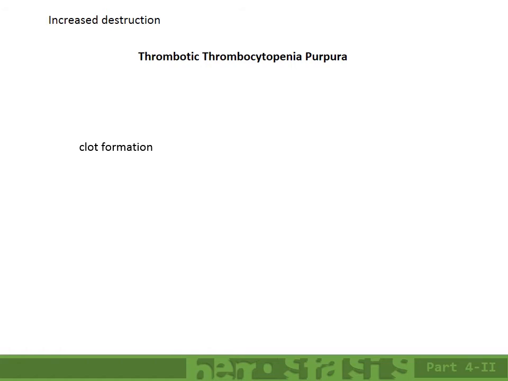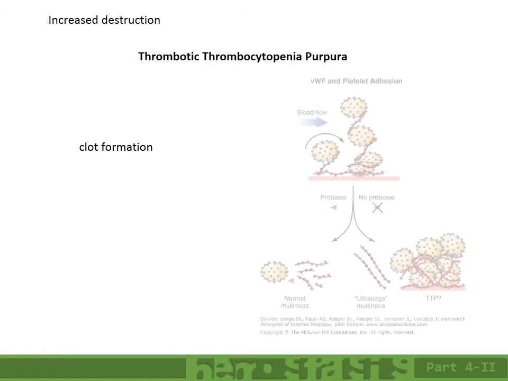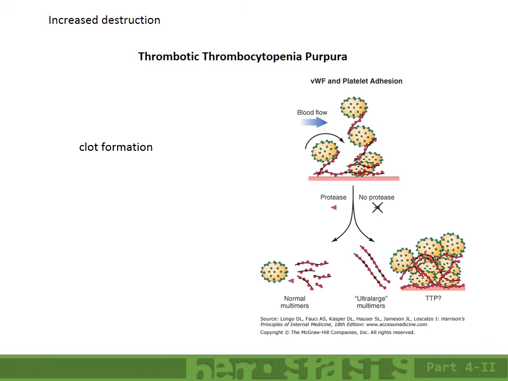How does this work with TTP? Well, TTP is actually due to a defect or deficiency of the ADAMTS13 metalloproteinase enzyme. What this enzyme is responsible for is breaking down von Willebrand factor multimers into small, normally functioning parts. When they don't get broken down, these ultra-large multimers bind to platelets, agglutinate, and activate them, leading to clot formation. Now, all of these small clots throughout the body lead to the clinical manifestations.